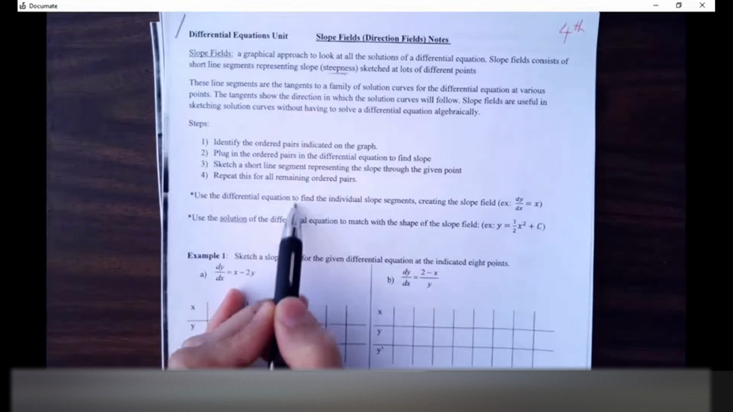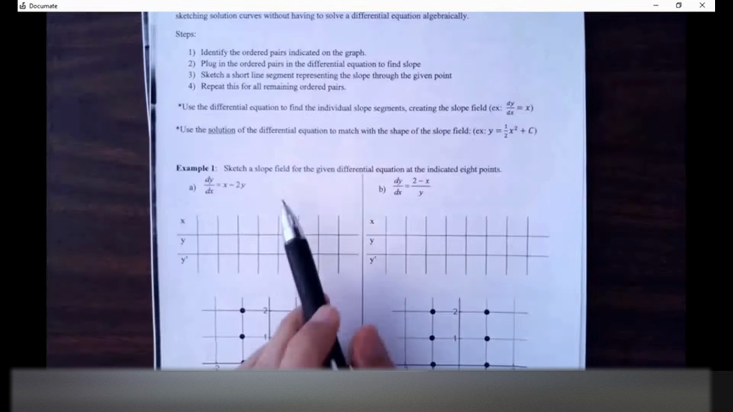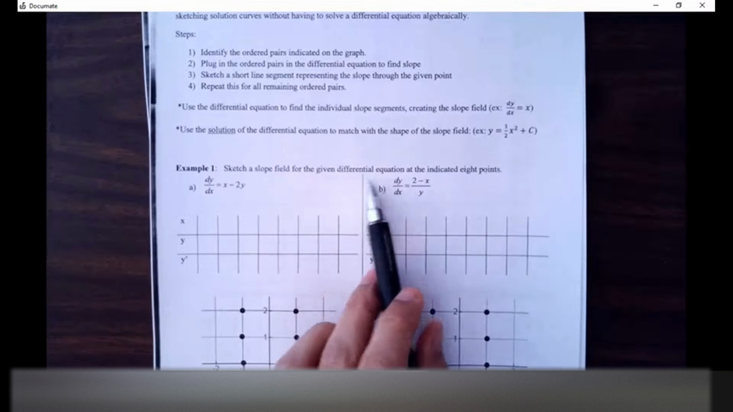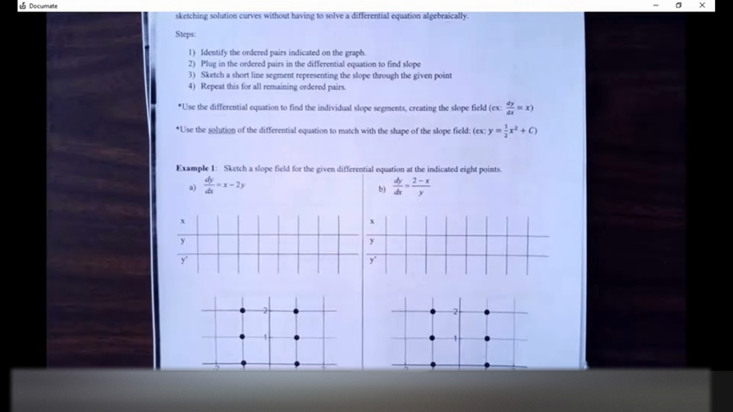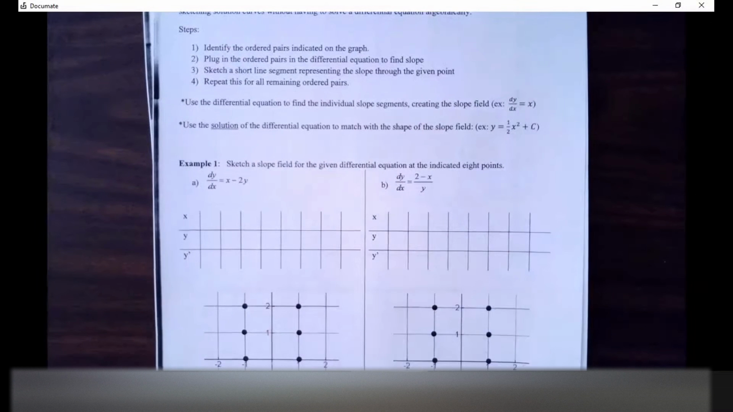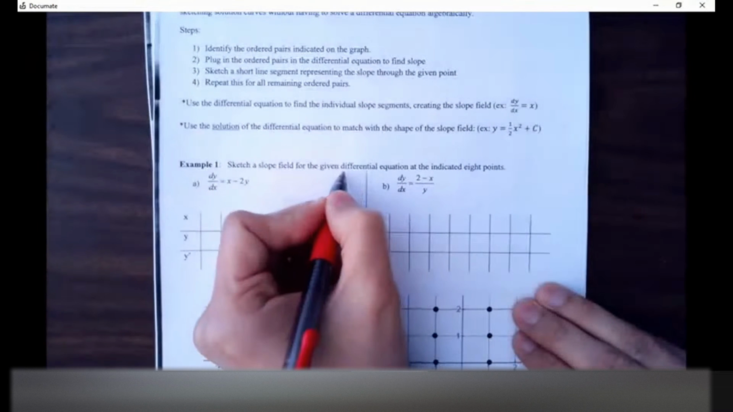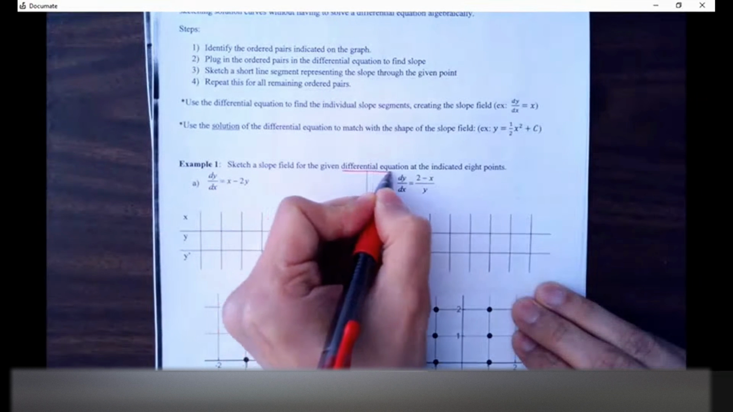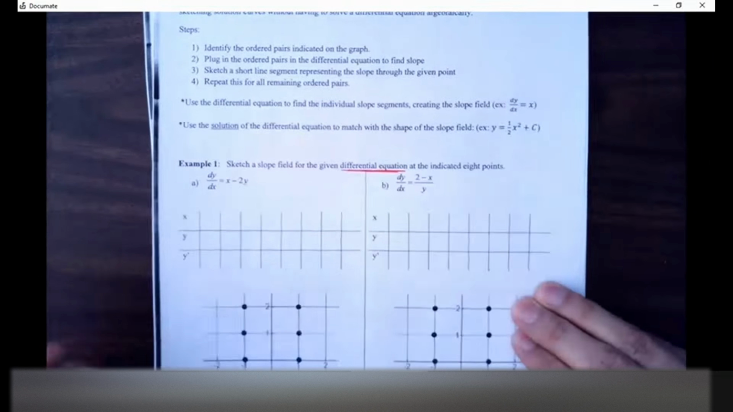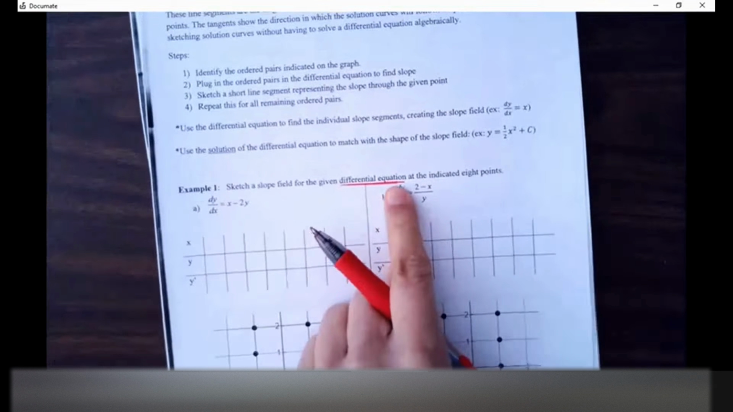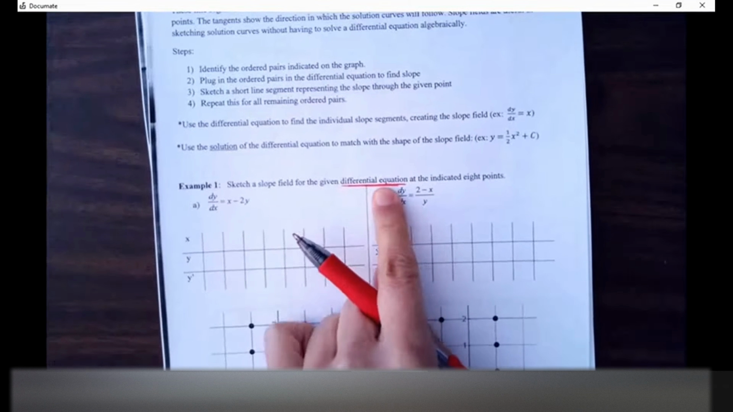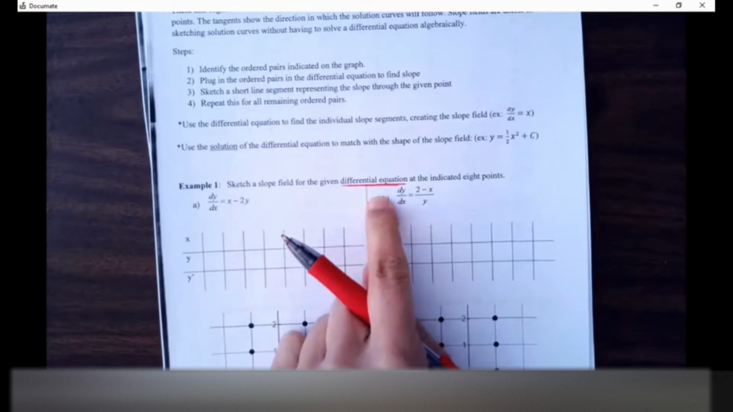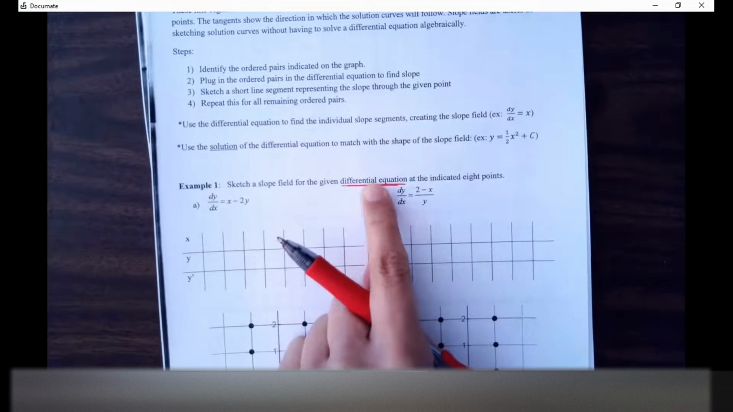I'm going to skip these two statements and come back to them when we have more knowledge, on the second page. So example 1 says, sketch a slope field for the given differential equation at the indicated 8 points. Now, I want to come back to this word here, differential equation. I know that we're looking at that and it feels foreign, right? It feels like something new. It feels like something that we haven't been working on for a long time, but we actually have been.